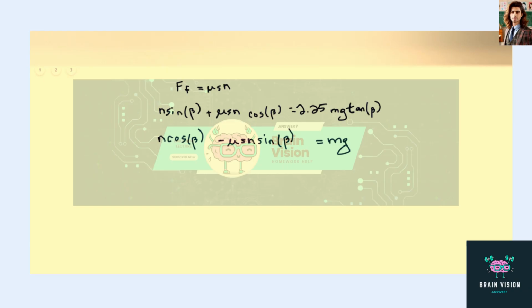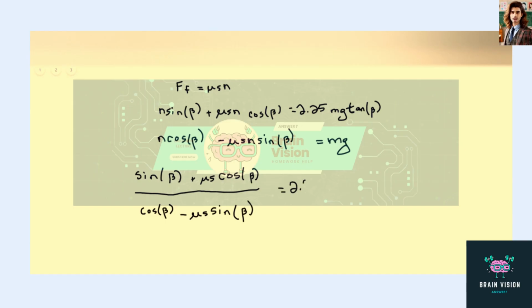Now I have too many unknowns here, but I have two equations, so I can eliminate one of the unknowns. The unknown I'm going to eliminate is N, the normal force. I can do that by dividing these equations. Whenever I divide them, I get a new equation, which is sine beta plus mu s cosine beta divided by cosine beta minus mu s sine beta, and that's equal to 2.25 times tangent of beta. This is the equation you get whenever you divide this equation by this equation.